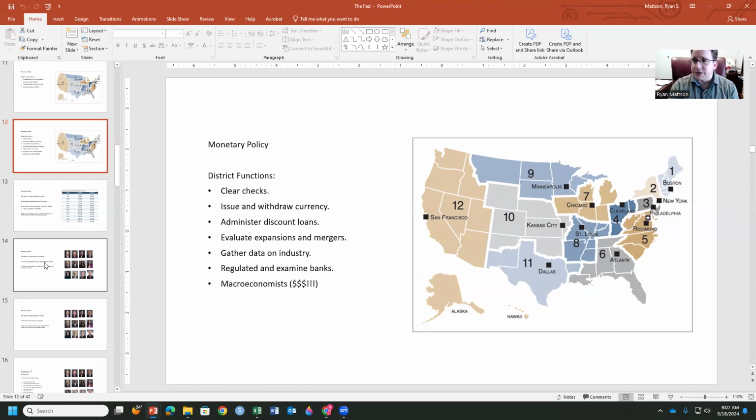They'll issue and withdraw currency, administer discount loans, evaluate expansions and mergers with banks. If Happy State Bank is being bought by a bank that is located within the Atlanta district, then both the Atlanta Fed and Dallas Fed have got to be in on that decision in terms of what's going on with regulation, and perhaps if there's too much monopoly power going on. They'll gather and disseminate data on industry. They'll regulate and examine banks. And my personal favorite, they hire macroeconomists. Awesome. Anything that keeps my wages up, I am hugely in favor of that.